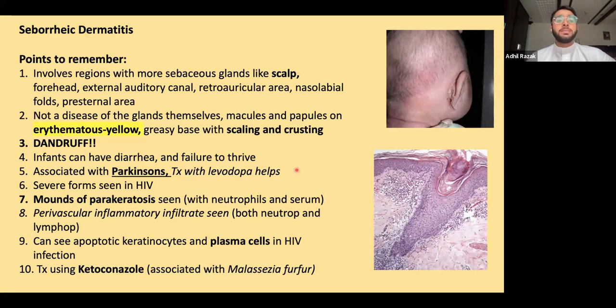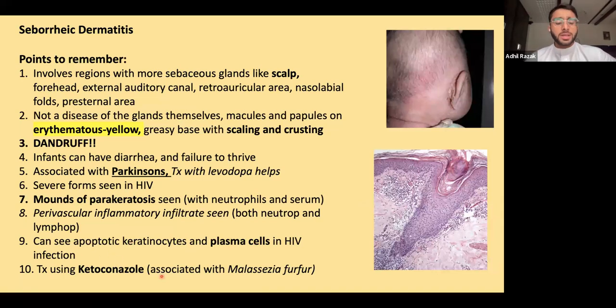It can also be seen in patients with HIV. In the histology, you see a little mound of parakeratosis, which has neutrophils and serum in it. There is perivascular infiltration, but the most characteristic histological sign is the little mound of parakeratosis. In patients with HIV, you see plasma cells, as in a lot of HIV-associated conditions.